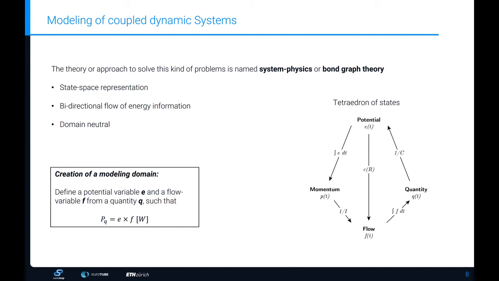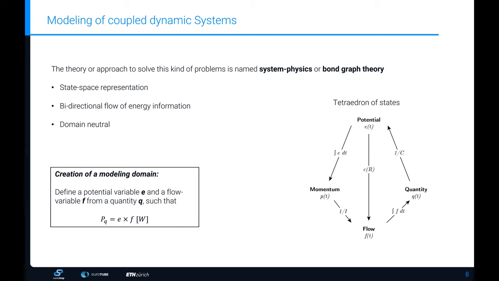The core feature of this way of looking at the physics of the system, or the system physics, is the tetrahedron of states you see on the right side of the presentation. You have a flow of a quantity, a momentum of a quantity, a potential of a quantity, and you can connect all these states and variables with some correlations, and you get a model domain out of it.